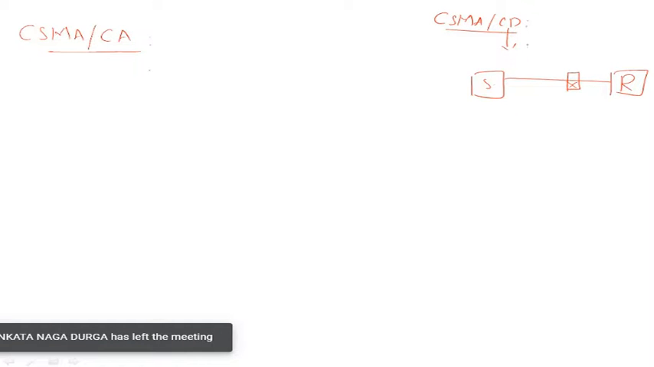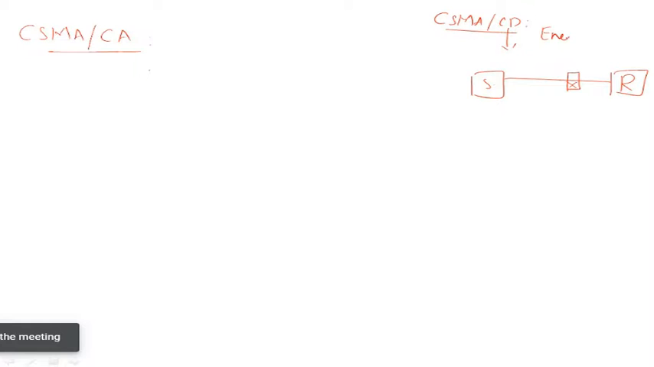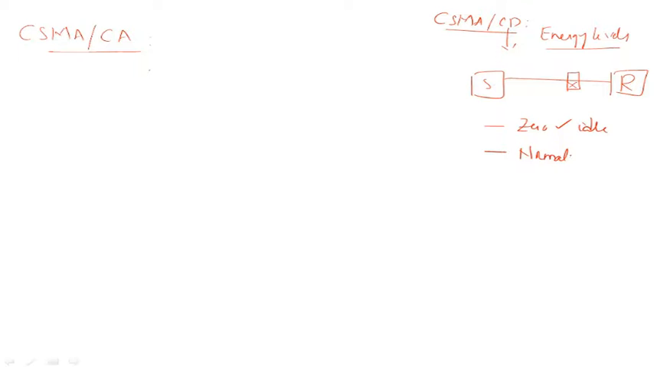And in the collision detection algorithm, we have also studied the energy levels. We have different energy levels, as we discussed. One is the zero energy level: when the channel is idle, meaning no other station is sending any frame, there is no need for the collision detection protocol to provide energy.